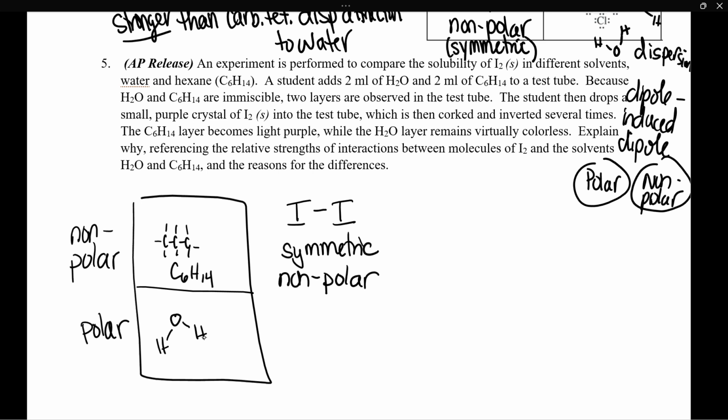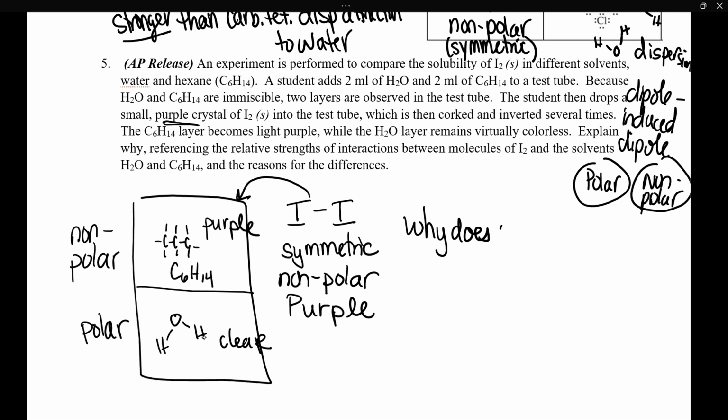And it tells us somewhere that iodine is purple. That's key. Then we add some iodine into this and mix it up, and we observe that this solution becomes purple, whereas this solution stays clear. So we want to explain this. What we want to explain is why iodine dissolves in hexane, I don't think they named it here, but this is hexane, and not in water. Really, that's what the question's asking us.